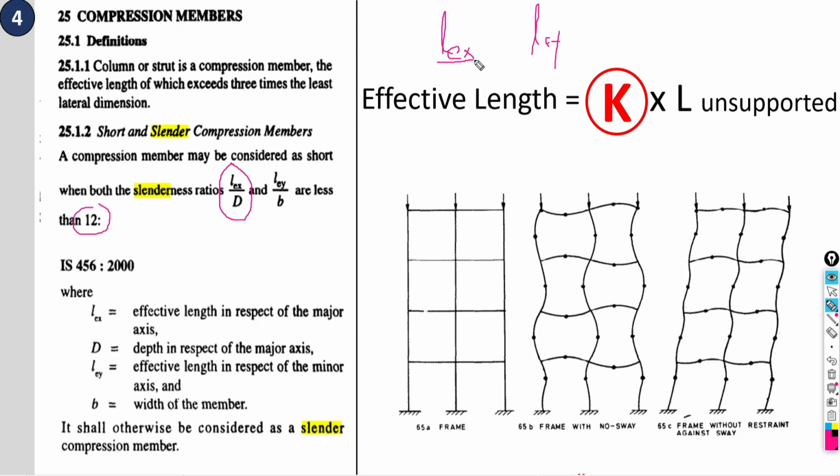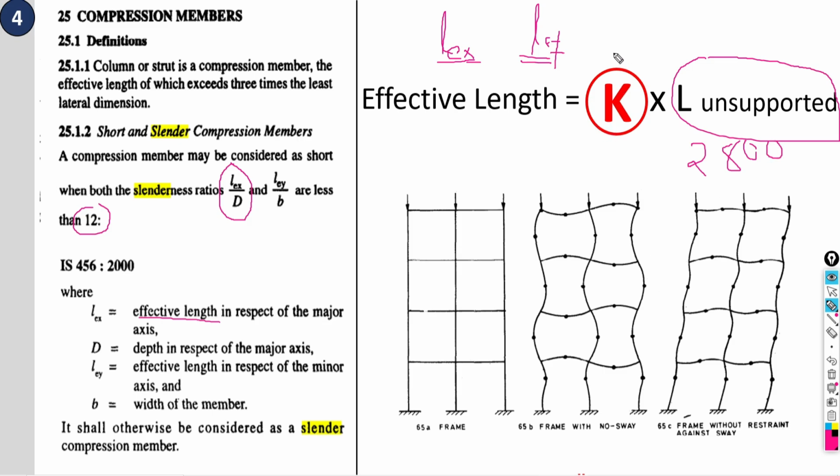So what does LEX and LEY mean? It is the effective length of your column about the major axis and about the minor axis. It is the effective length, not the general length. And to calculate the effective length, the formula is K multiplied by your unsupported length. I think it is not needed to discuss again what unsupported length means, because we have already discussed it. We have our unsupported length as 2800, as we just saw.